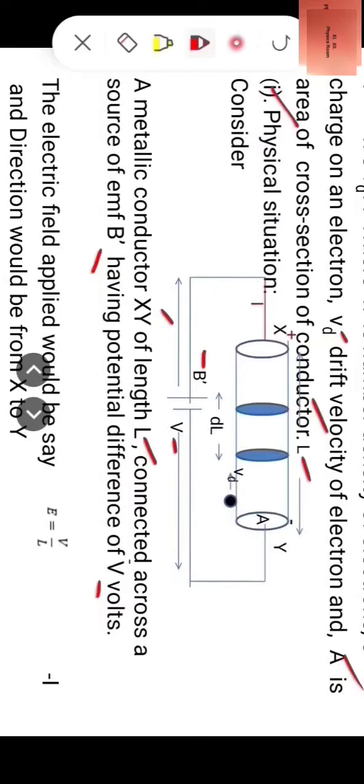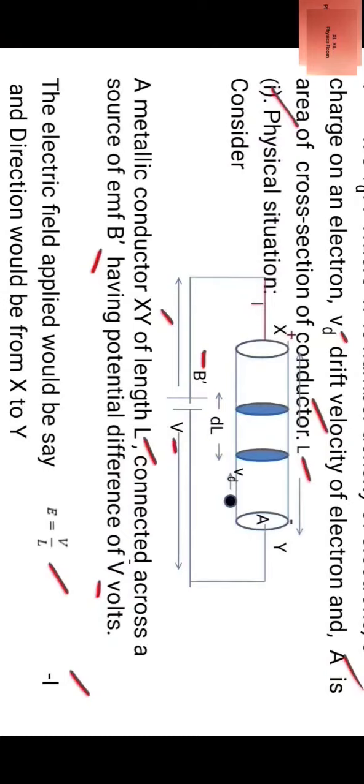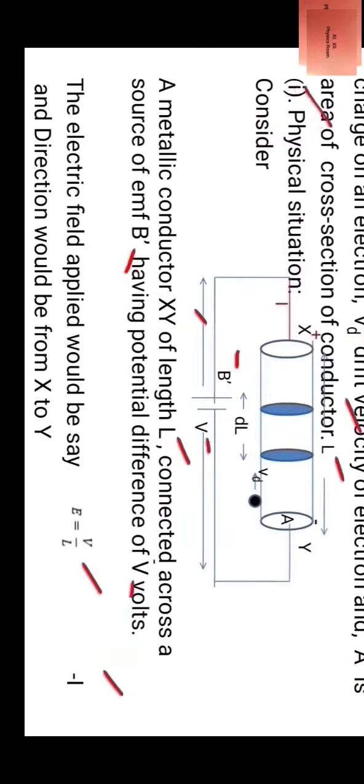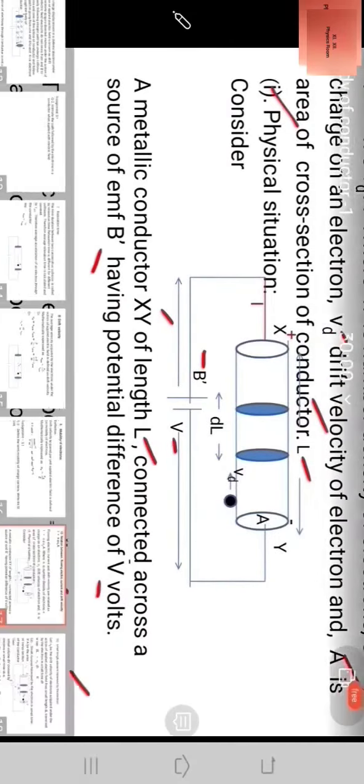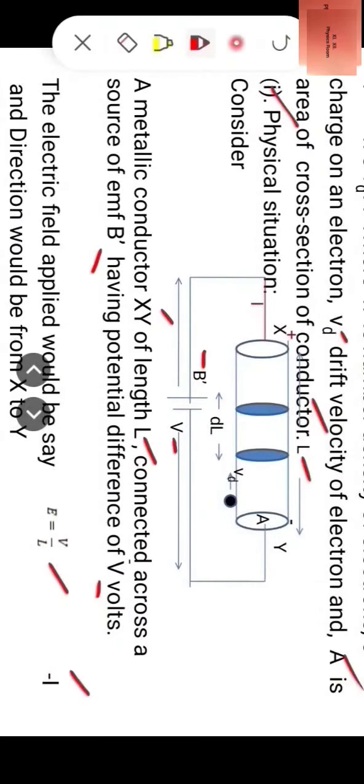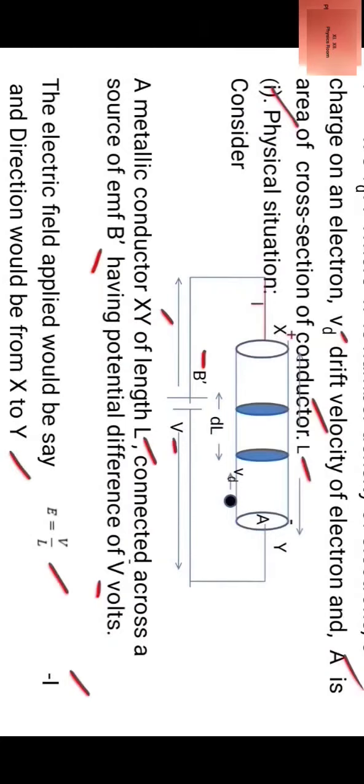Now the electric field applied would be, say, E is equal to V by L. Let us mark it as equation 1, and direction would be from X to Y.